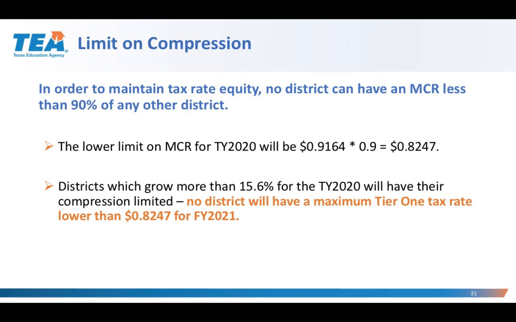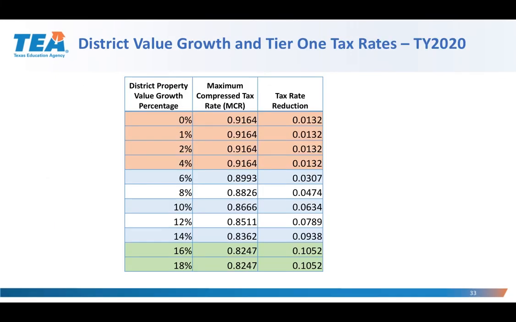Districts which grow by more than 15.6% will have their compression limited. So no district will be able to have a maximum Tier 1 tax rate lower than 82.47 cents. Here's a table of what districts' maximum compressed tax rates will look like depending on their district property value growth percentages.